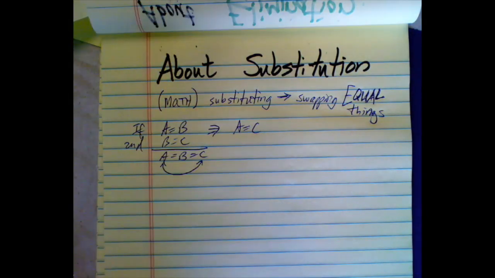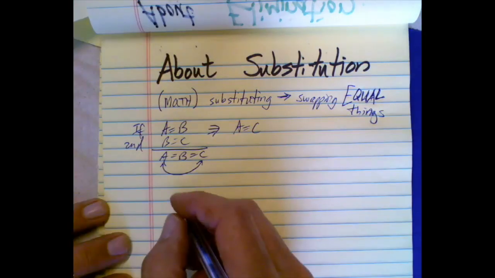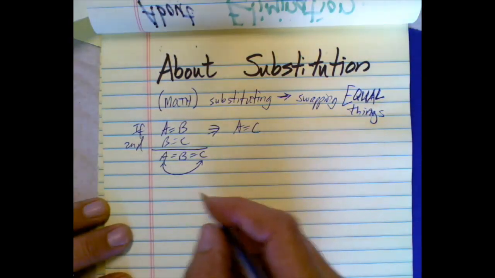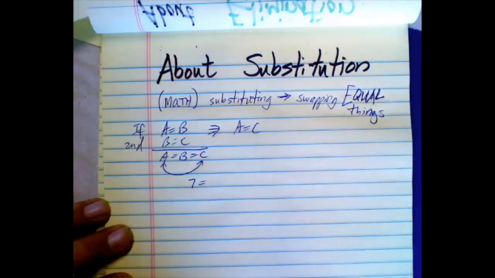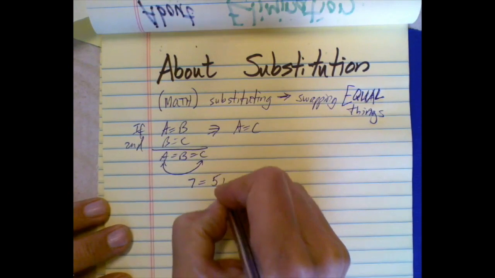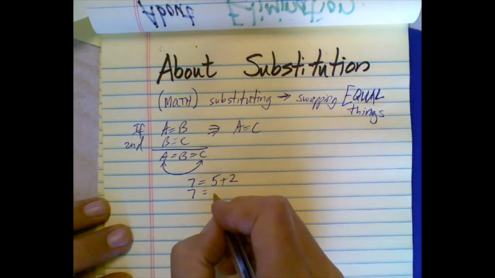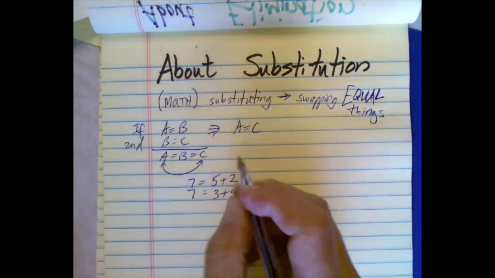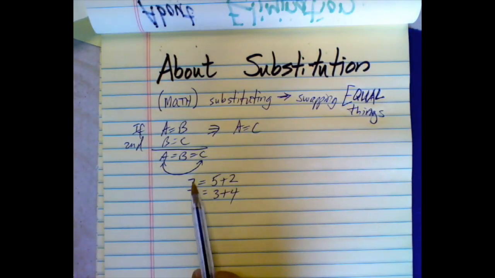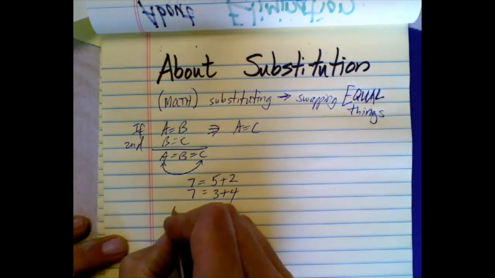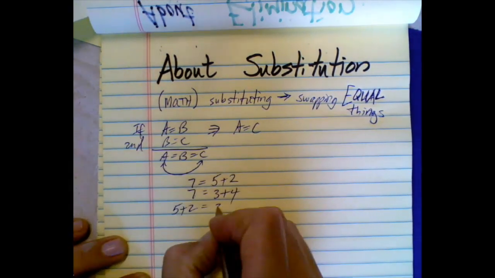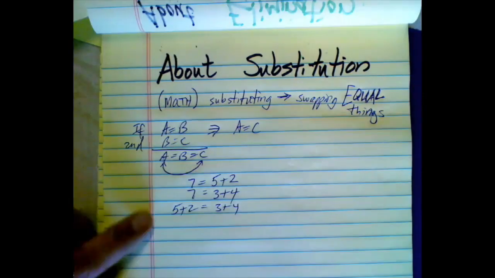Let's look at a number example. Say we know that 7 is equal to 5 plus 2, and we also know that 7 is equal to 3 plus 4. Since 7 is equal to 5 plus 2, I'm going to swap out this 7 with 5 plus 2, and sure enough, 5 plus 2 is equal to 3 plus 4. So there's your number example.